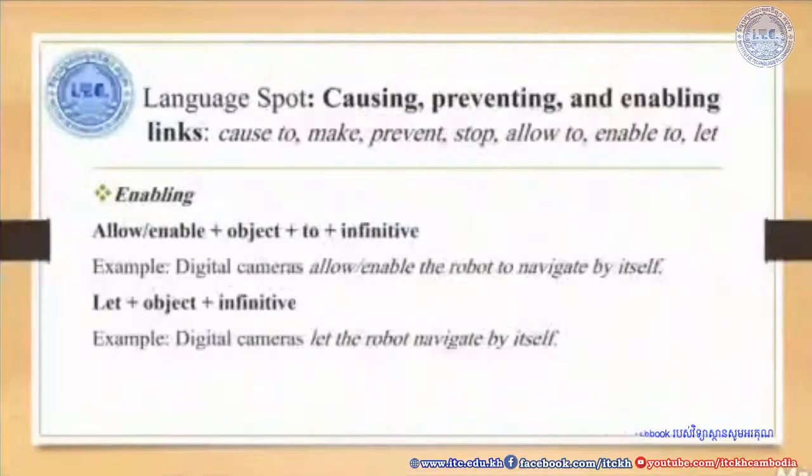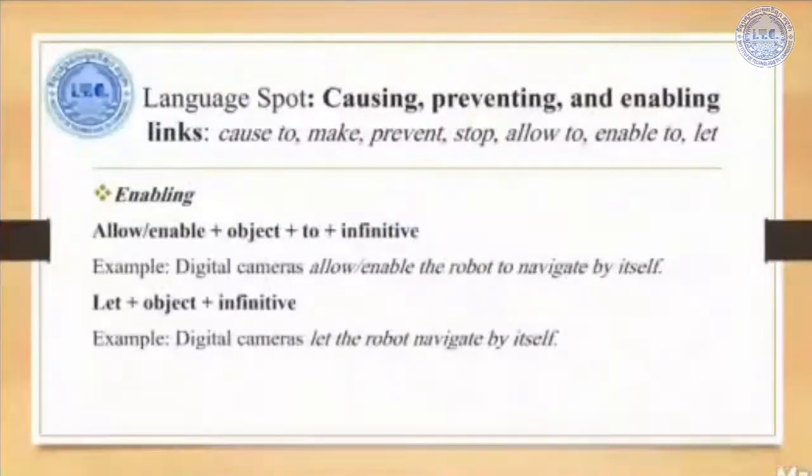The last point here is enabling. We have the verbs such as allow or enable and let. So allow or enable plus object plus to plus infinitive. And let plus object plus infinitive. For example, digital cameras allow or enable the robot to navigate by itself. And another example with the word let. Digital cameras let the robot navigate by itself.